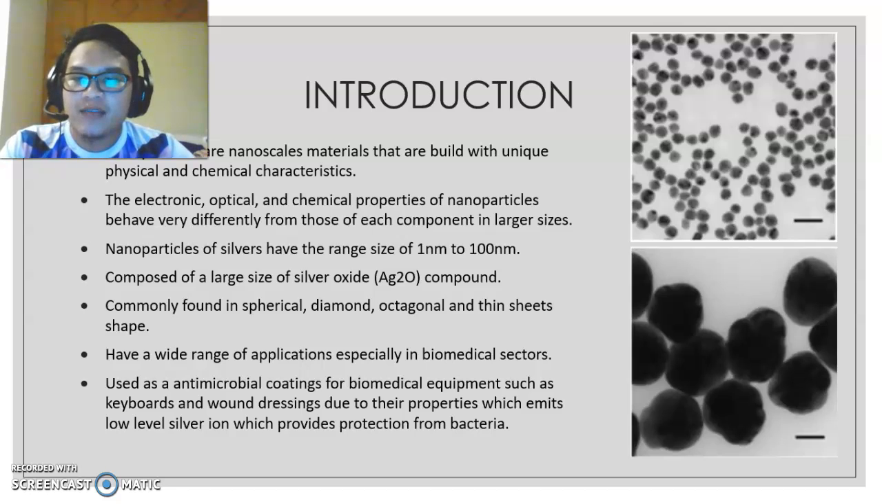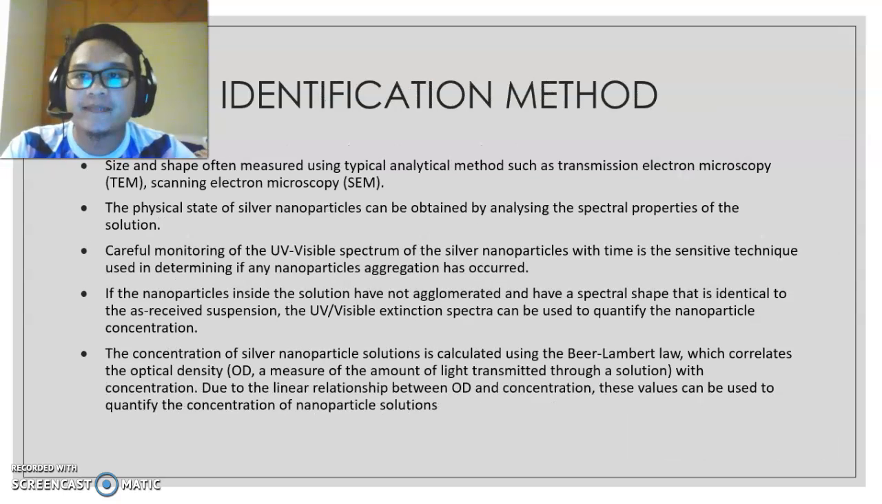Silver nanoparticles have a wide range of applications, especially in the biomedical sector, where they are used as coatings for biomedical equipment such as keyboards and wound dressings. Due to their properties, they emit low-level silver ions, which provide protection from bacteria since they have antimicrobial properties.